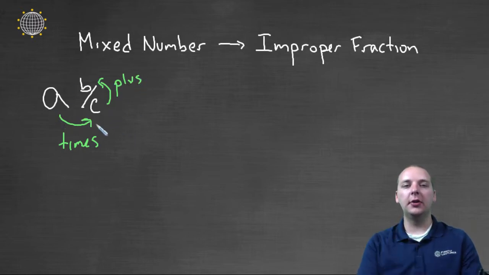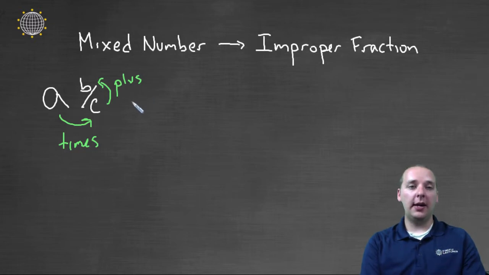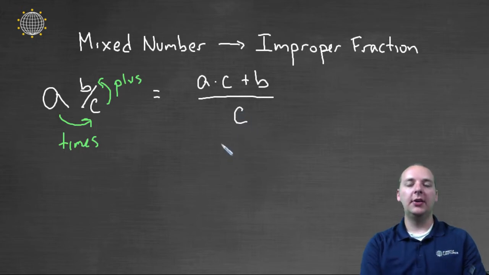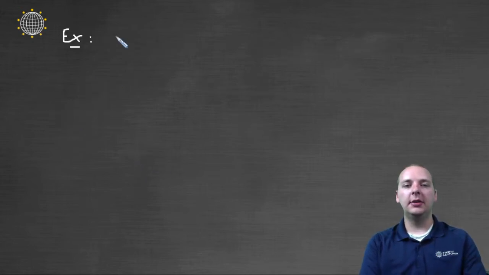It kind of looks circular. And so the way to write a with b over c as an improper fraction is you'll have a times c plus b, and you'll put that entire thing over c. Now, I know that looks confusing, but let's do a few examples and you'll find that it's not that bad. Here's a couple examples.